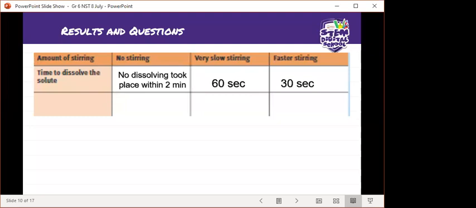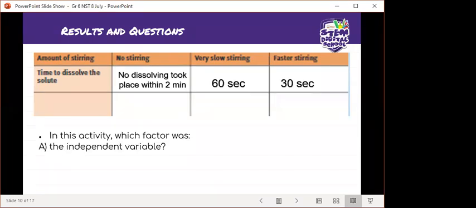Just to note that the salt is our solute. And then in the third beaker, where we stirred fast, it took 30 seconds for our solute to dissolve. And again, the salt was the solute in this experiment. So this is our results table.